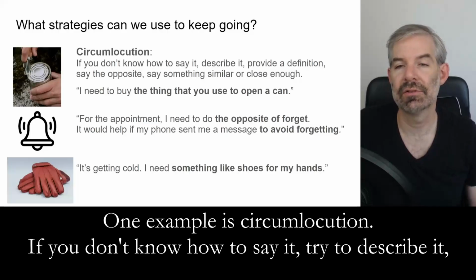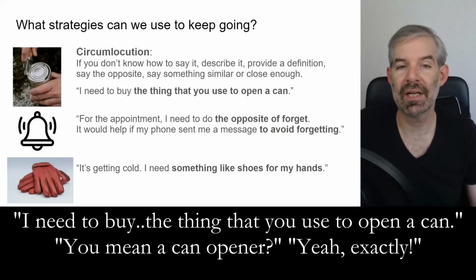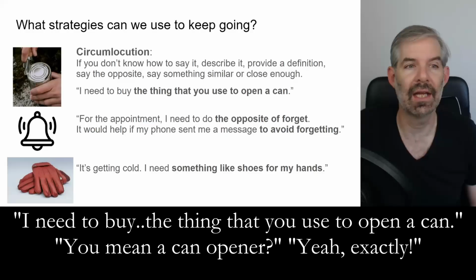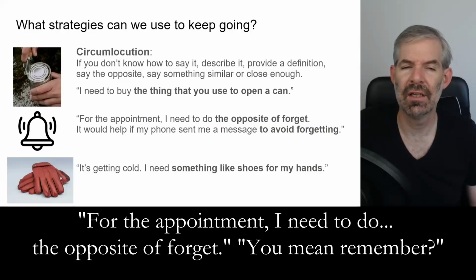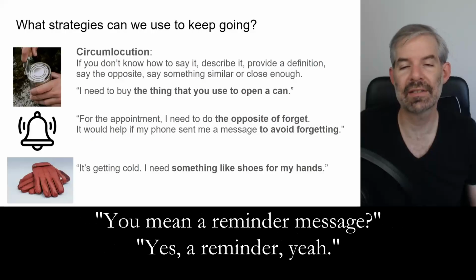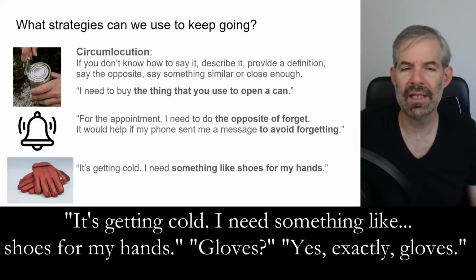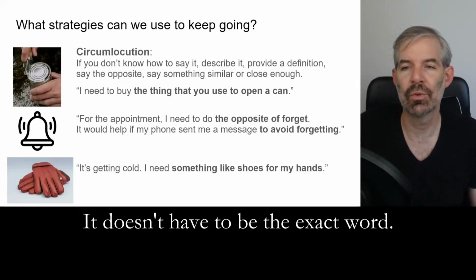If you don't know how to say it, try to describe it, provide a definition, say the opposite, say something similar or close enough. So I need to buy the thing that you use to open a can. You mean a can opener? Yeah, exactly. For the appointment, I need to do the opposite of forget. You mean remember? Yeah. It would help if my phone sent me a message to avoid forgetting. You mean a reminder message? Yes, a reminder. And it's getting cold. I need something like shoes for my hands. Gloves? Yes, exactly. Gloves. So maybe the person can understand what you're trying to say. If it's close enough, it doesn't have to be the exact word.